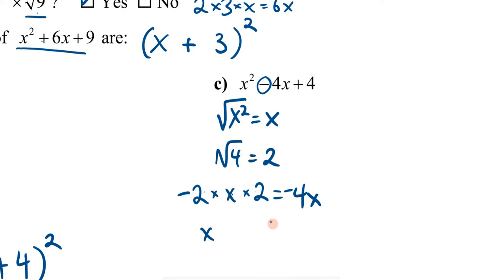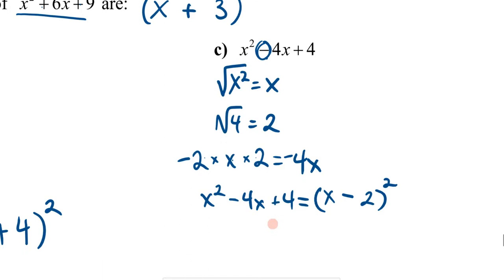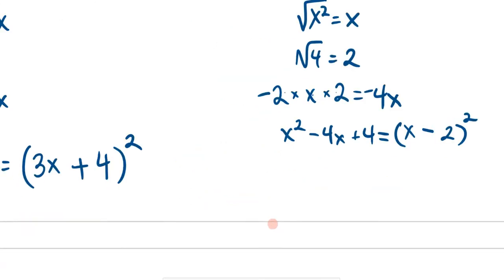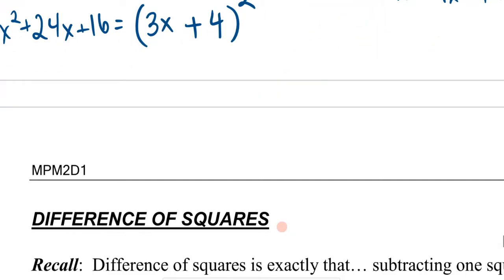So the factored form of x squared minus 4x plus 4 would be brackets, square root of the first term, square root of the last term. There's a minus sign this time because we're starting off with a minus in front of our second term here. And so it's x minus 2 in brackets squared. And you should always check just to make sure your factored form is correct by expanding it once more. So that's factoring perfect squares.